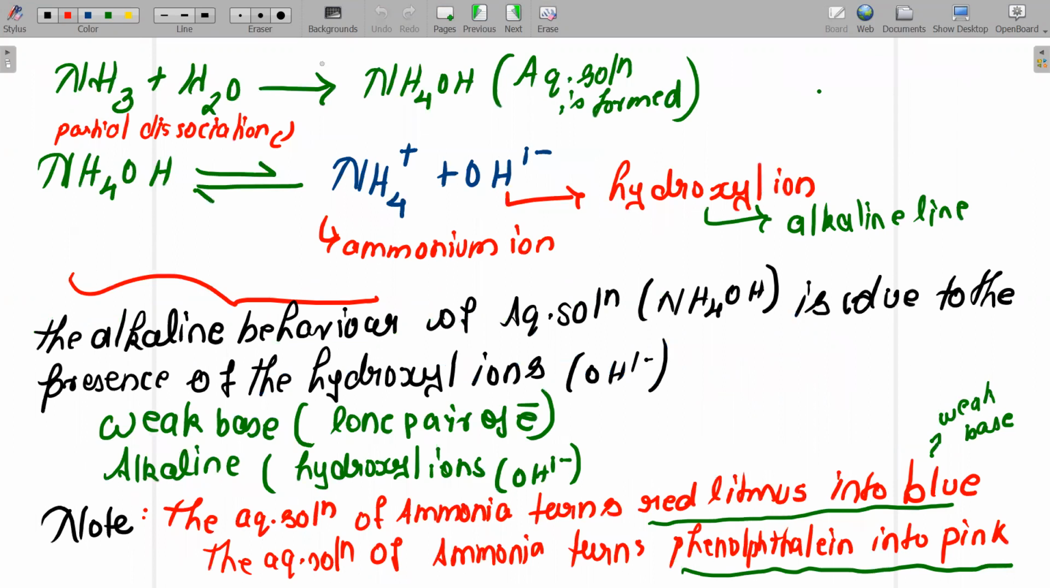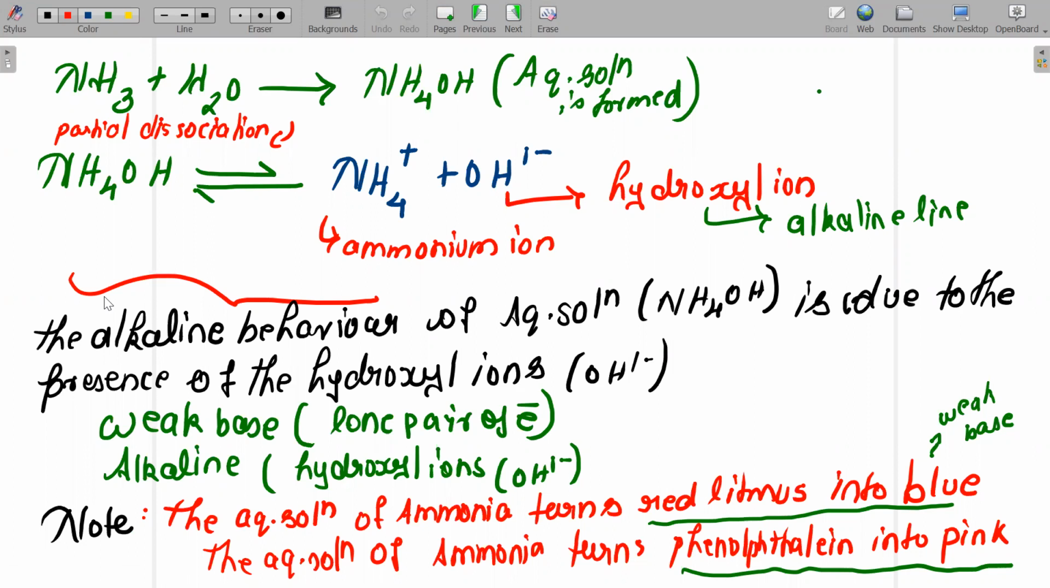This is the reaction, children. NH3, ammonia, plus water will give NH4OH. That is nothing but the aqueous solution of ammonia being formed. Now, this NH4OH is undergoing partial dissociation. Then what happens? You will get NH4 plus and OH minus. NH4 plus is nothing but the ammonium ion and OH minus is nothing but the hydroxyl ion, which is alkaline in nature.